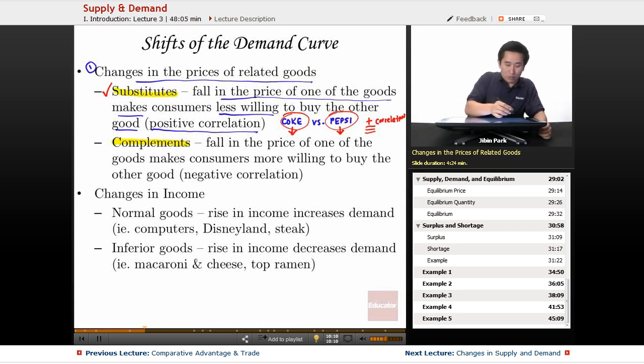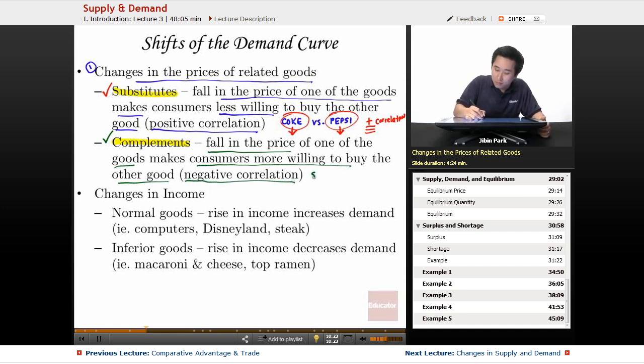And again, with complements, it works the opposite way here. A fall in the price of one of the goods makes consumers more willing to buy the other good. So there's a negative correlation here. For example, salt and pepper. Let's say the price of salt goes down. What happens to the demand for pepper? Well, the demand for pepper is going to increase, right? Because they're complements. And so, kind of similar to the substitute analogy, where if a student's teacher is not there, then the student is going to be pretty excited about that.